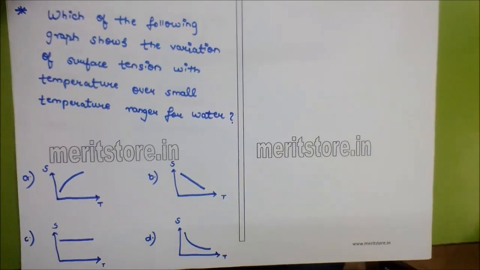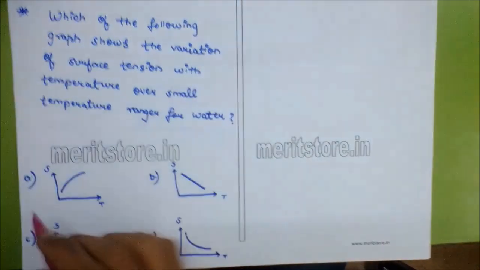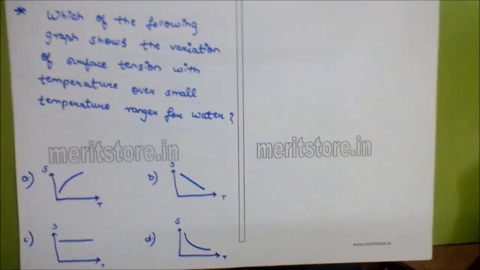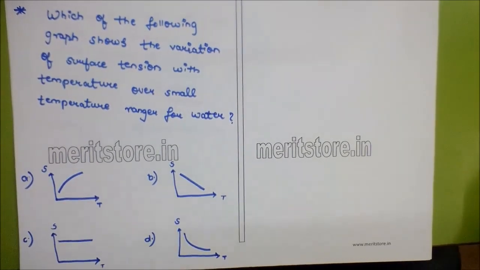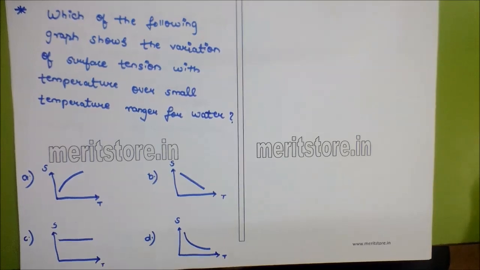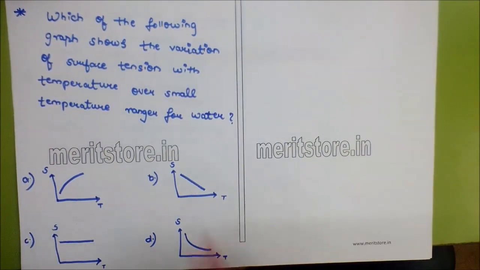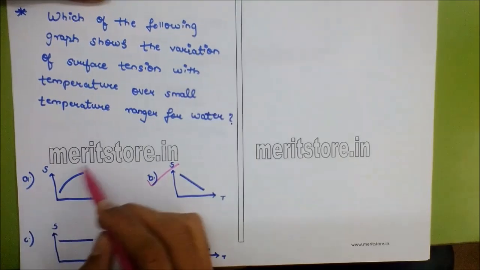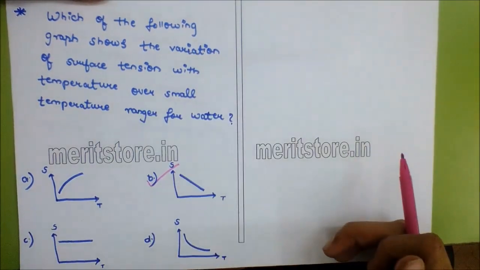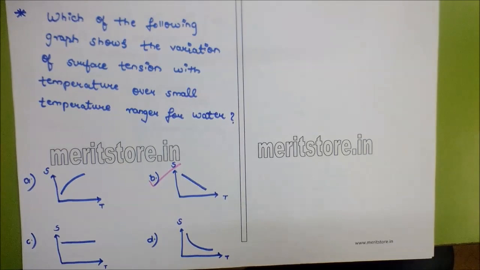Which of the following graphs shows the variation of the surface tension with temperature over small ranges for water? So we have the graphs of surface tension with the temperature. The variation will be a direct variation. Surface tension with respect to the temperature will be a slanting graph. It will not rise; it will be decreasing in a steady pattern. So B is the correct option.